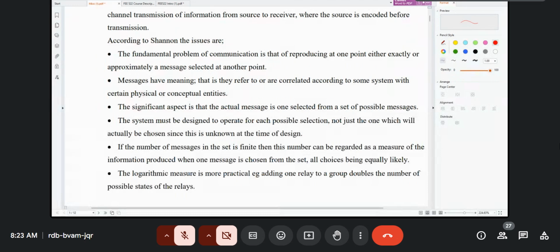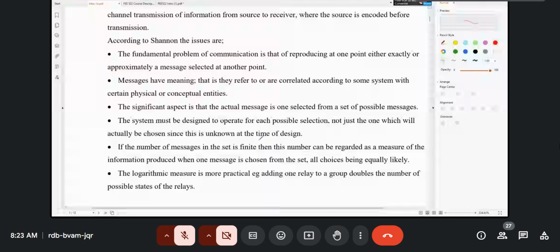The second aspect is that the actual message is one selected from a set of possible messages. And this was my take. I looked through the paper and mainly this was my take. But it's good that you read the paper, because most of what you have to do is based on the findings of Shannon. I think it's about a 50-page document.